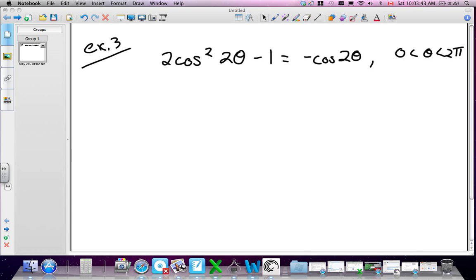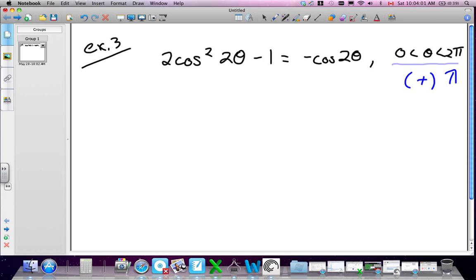Okay, so we're doing example 3 from your book. We've written the question down: 2 cos squared 2 theta minus 1 is equal to negative cos 2 theta. They want you to solve it such that it's between 0 and 2 pi. So in other words, they want positive solutions and to the max of 2 rotations.